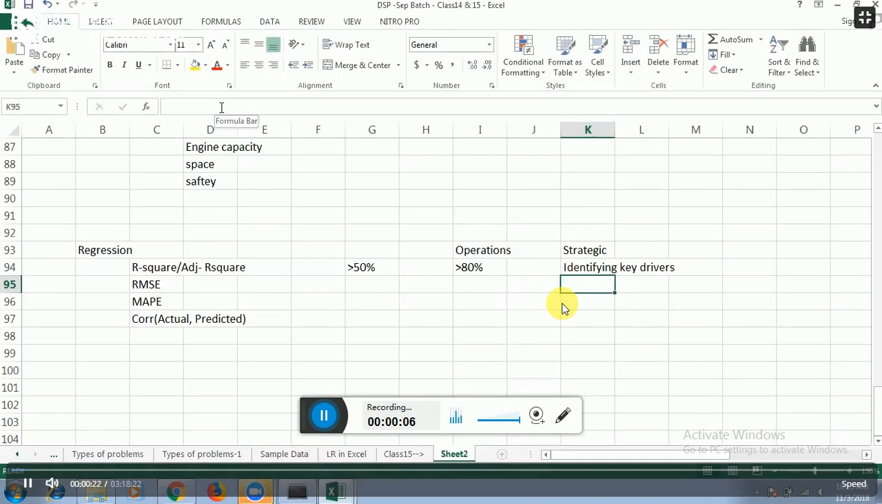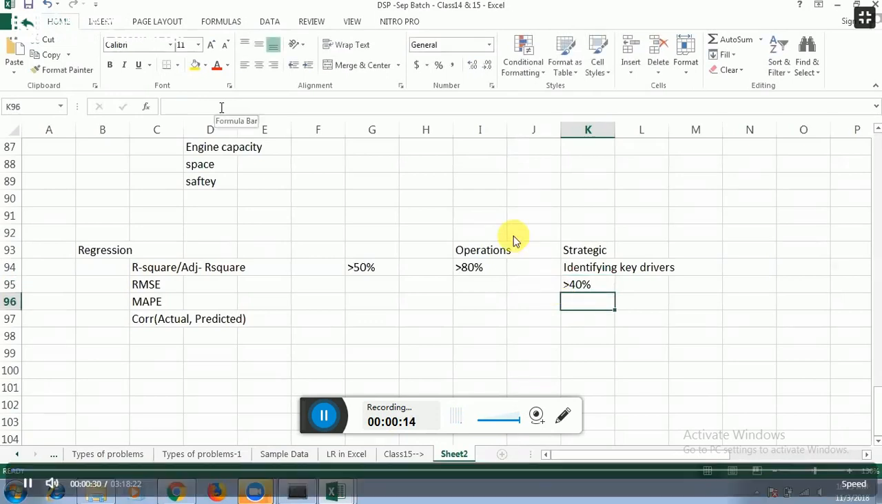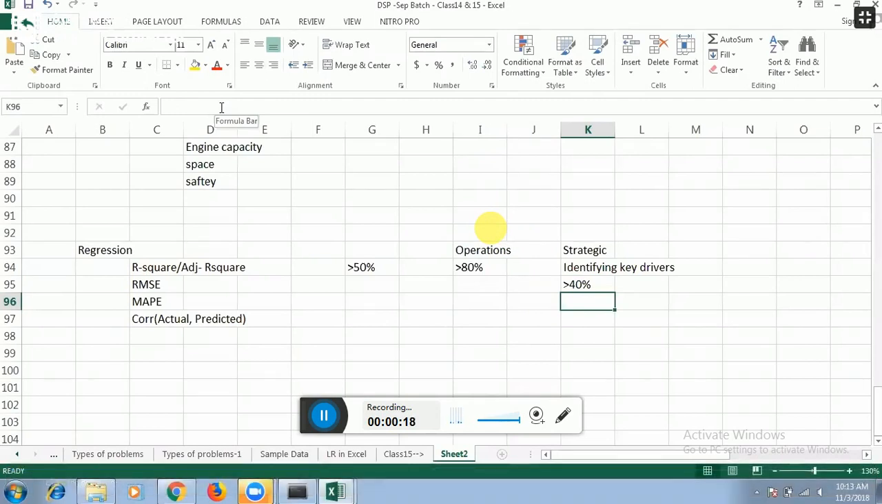The R square is one of the key things. So even if you get greater than 40%, we will still consider the model to look at. It purely depends on what type of problem. If it is an operation problem, as I said, the accuracy is the key thing, right? So there, even 80% sometimes will be low, right?